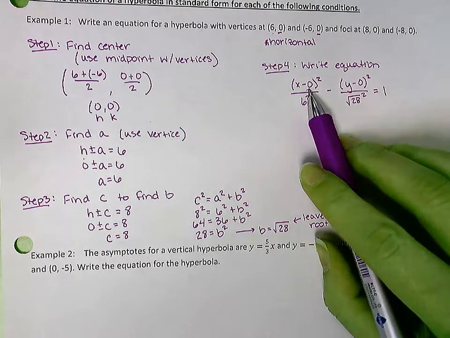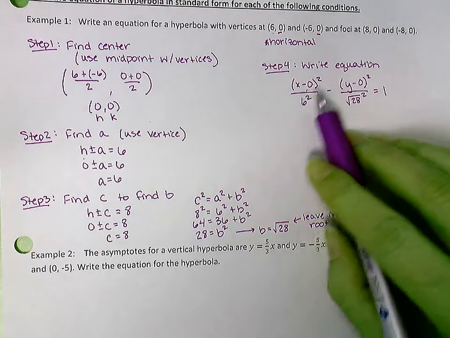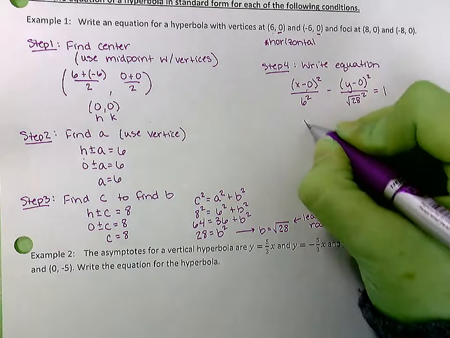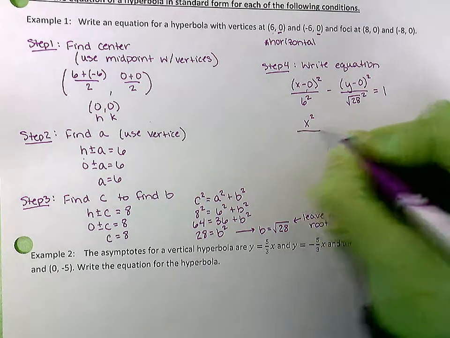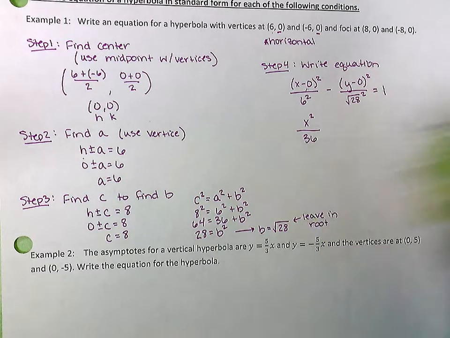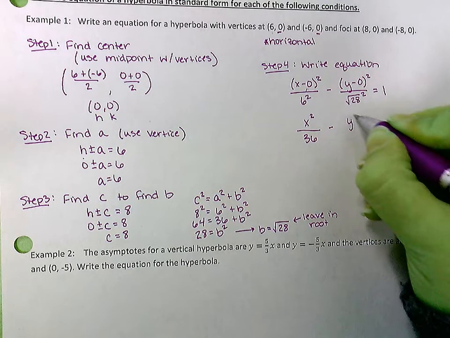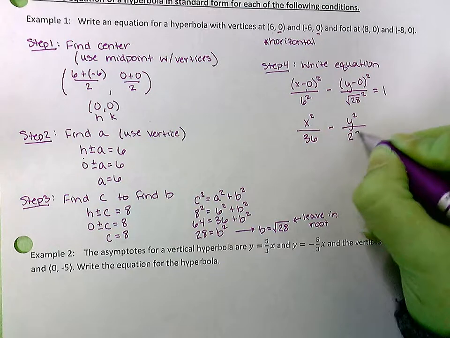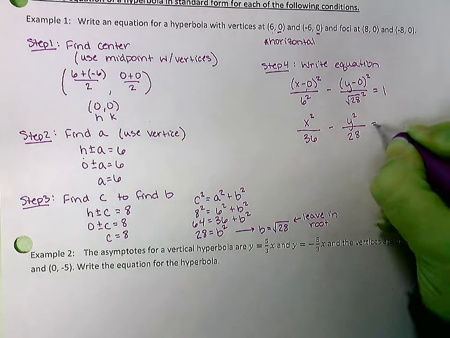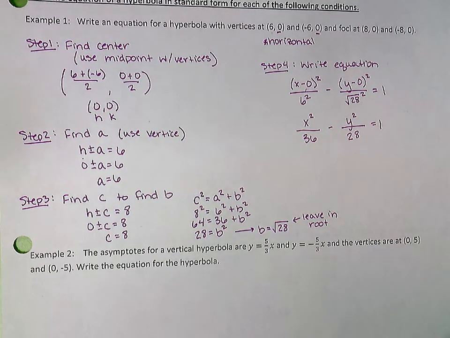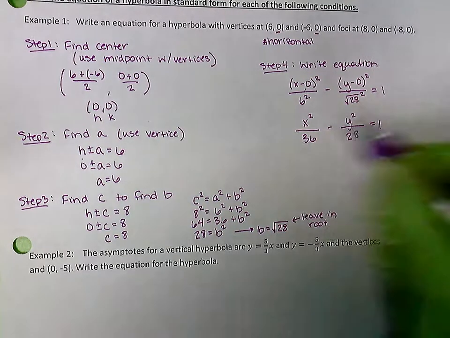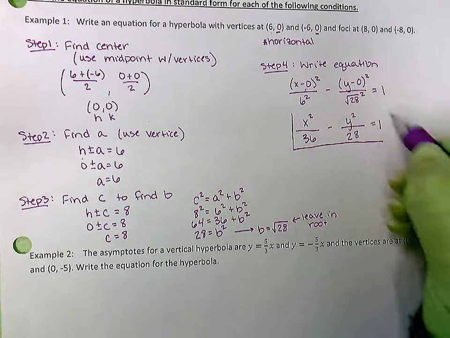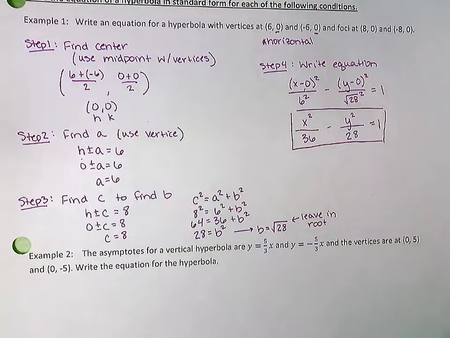Okay, I can simplify this a little bit. So if I have x minus 0 squared, I can just write that as x squared. Square 6 to get 36. Same thing with y squared here. And that's equal to 1. And that would be the standard form of your hyperbola.